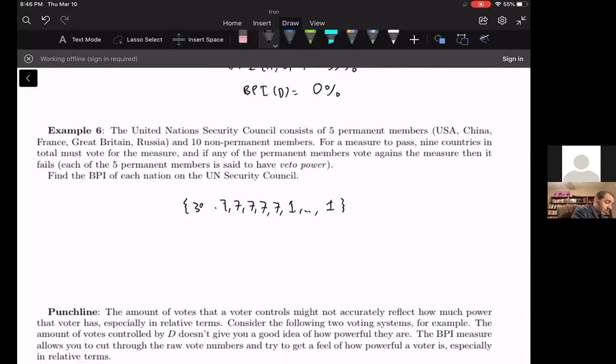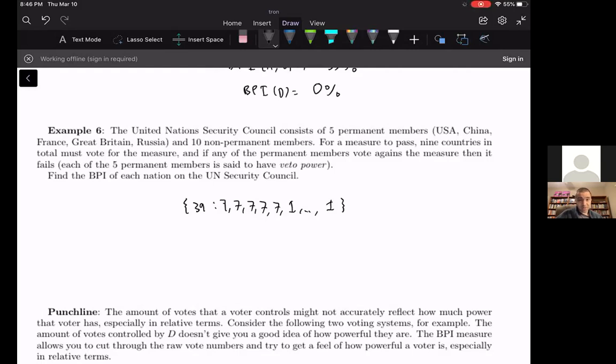Now let's see how powerful the countries are. Does the US have 7 times the amount of power? So I'm going to come over here, and there are now 15 voters, and the quota is 39, and I'm going to type with no commas, 7, 7, 7, 7, 7, spaces in between them, 1, 1, 1, 1, 1, 1, 1, 1, 1, 1, 10 ones.